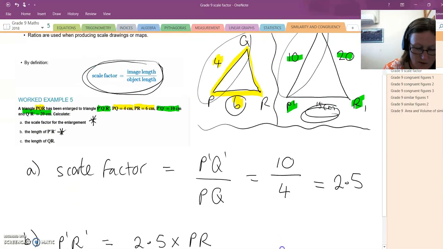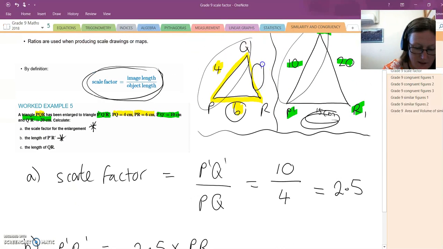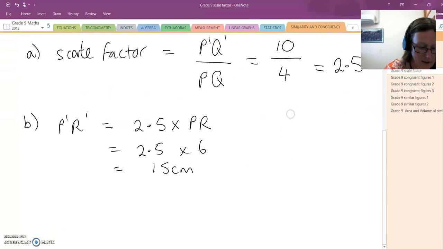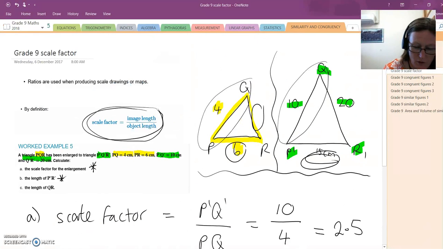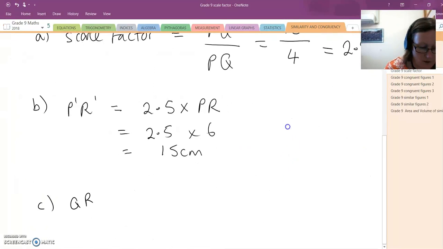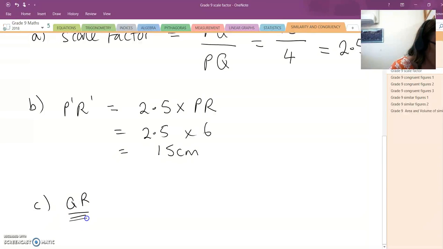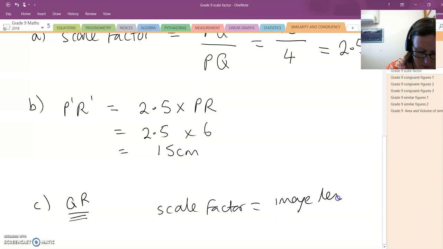The next question says, what's the length of QR? So this length here. So what is our length of QR? Let's see what information we know. We know that Q'R' is 20. So to find out the length of QR, let's go back to our formula. The scale factor is equal to the image length over the object length.